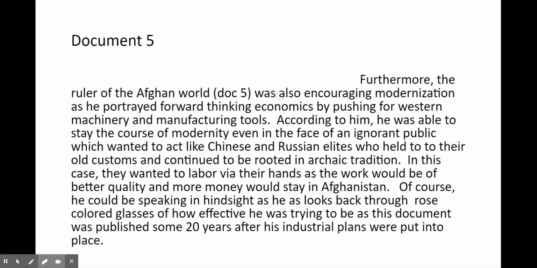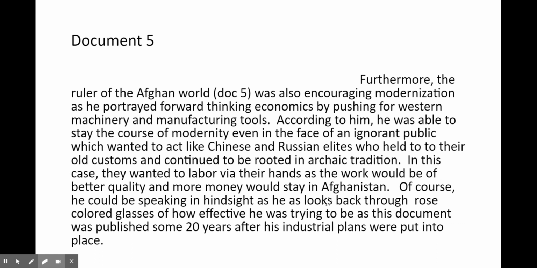The ruler of the Afghan world was also encouraging modernization as he portrayed forward-thinking economics. According to him, he was able to stay the course of modernity even in the face of ignorant publics which wanted to act like Chinese and Russian elites. In this case, they wanted to labor via their hands, blah, blah, blah. Of course, he could be speaking in hindsight as he looks back through rose-colored glasses at how effective he was trying to be, as this document was published 20 years later.